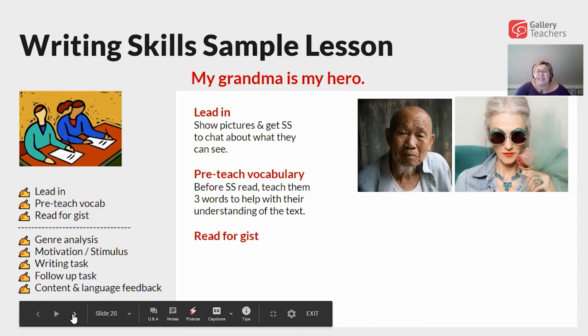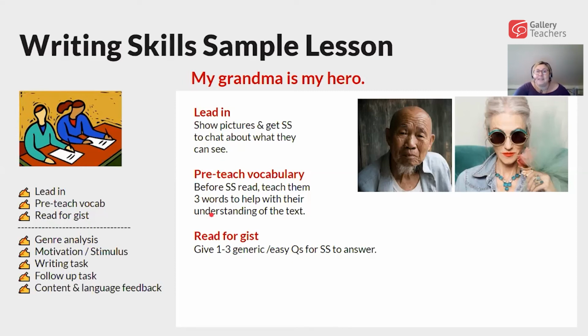So that would be your reading for gist stage. You really want to make sure the questions are quite generic and easy to answer. We're not going to work on depth of comprehension in this kind of lesson. We just want the students to see a model of something that they're then going to copy when they do their own writing. So the start of a writing skills lesson framework is the same as for a reading or a listening lesson. Typically, though, for a writing lesson, it's going to be something that they read, and then they've got that reading text there as a model to help them move forward.